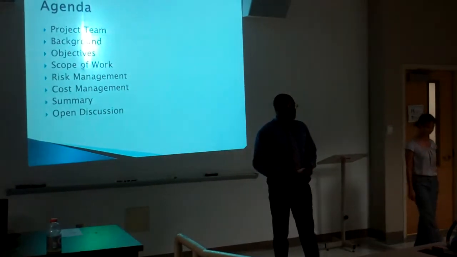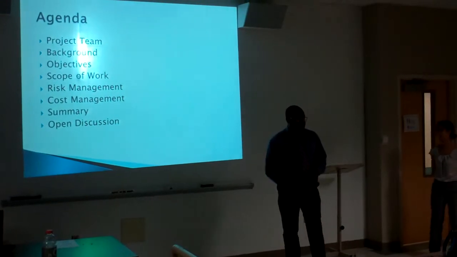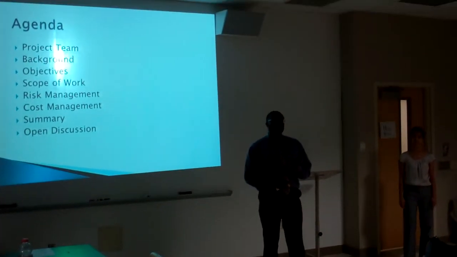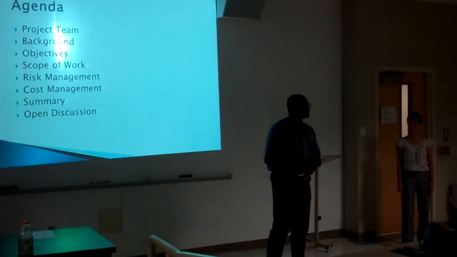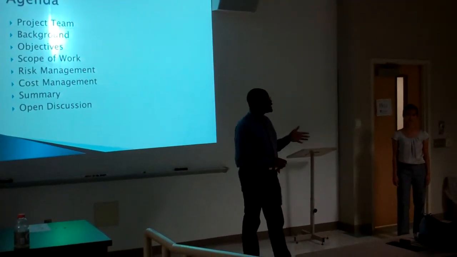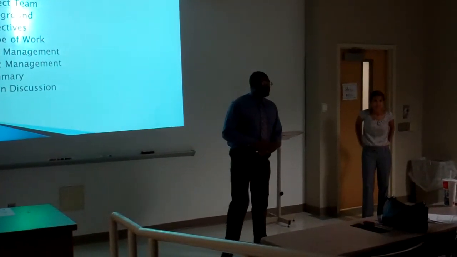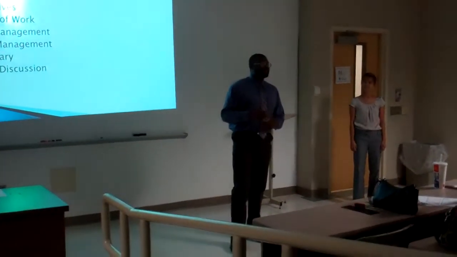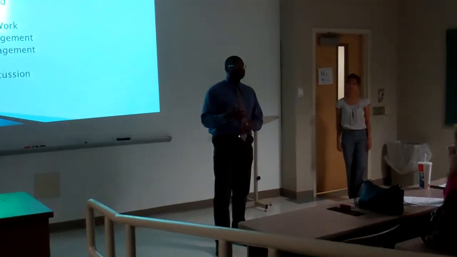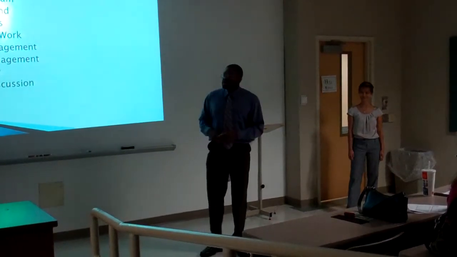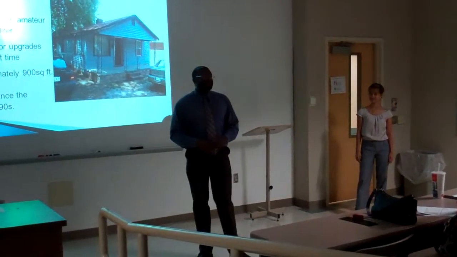Okay, so to begin, let's just review our agenda. We're going to start off by sharing some of the background about this project. Then we're also going to talk about some of the objectives. We're going to review the scope. We're going to also share some of the estimates of risk and cost. And we're going to end with the summary. Let's go and start with the background.